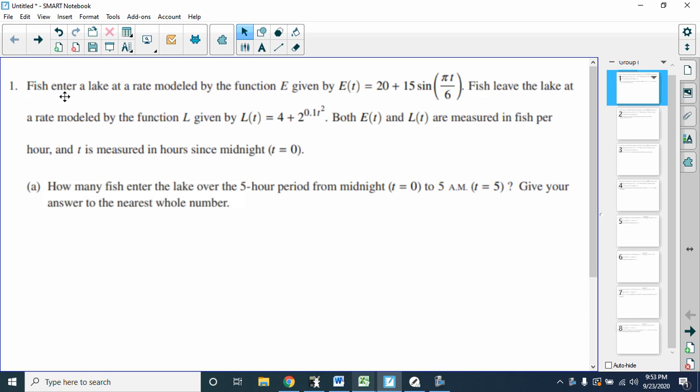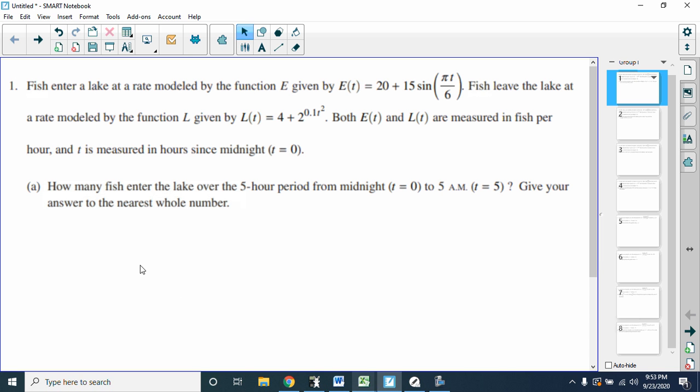So in this case, we've got fish that are entering a lake at a rate modeled by that equation. And then we also have fish leaving the lake at this rate. So we're given a rate at which something's being added, a rate at which something's leaving, and we are also given that t is the number of hours measured since midnight.